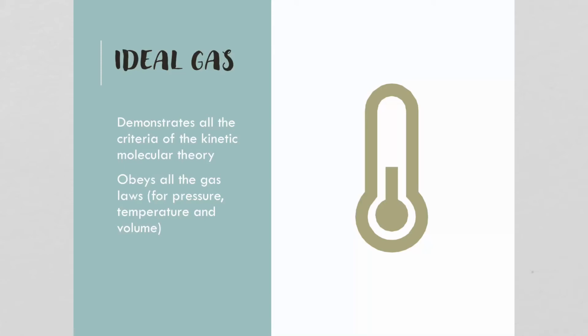So that was when we talked about how no intermolecular forces are acting on gas molecules. When they bump into each other, they don't lose any kinetic energy. And all of those things. So the ideal gas would obey all the gas laws for pressure, temperature, and volume. We'll learn later that not all gases act ideally all the time under certain conditions, but we're always going to assume that our gas is behaving as an ideal gas.